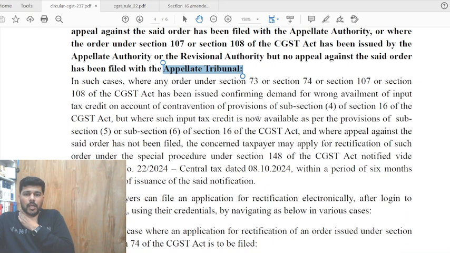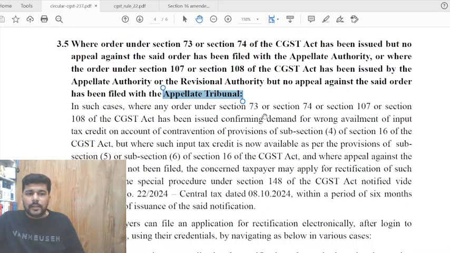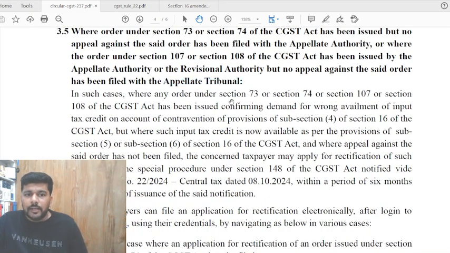Now, what particularly they are saying is that in such a case where any other section 73 or 74 or 107, 108 order has been issued confirming the demand for wrong availment of input tax credit in contravention of 16(4), but where input tax credit is now available as per the provisions of subsection 5, where the appeal against the said order has not been filed.